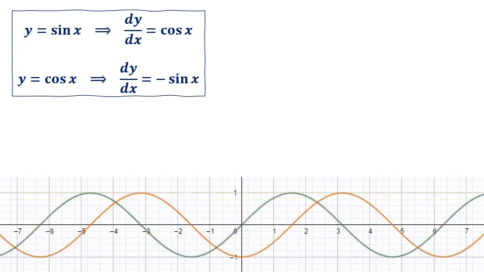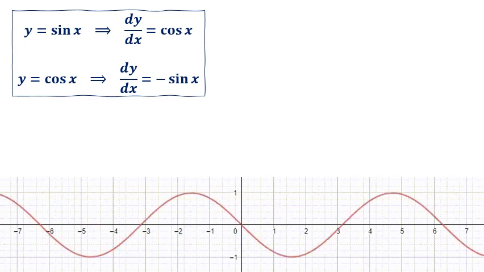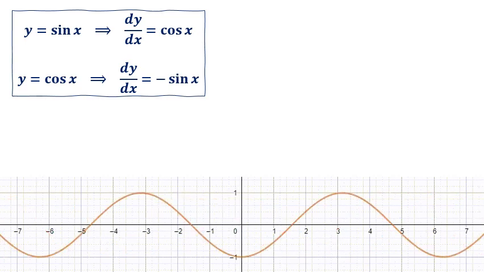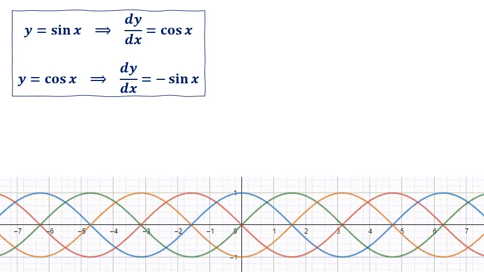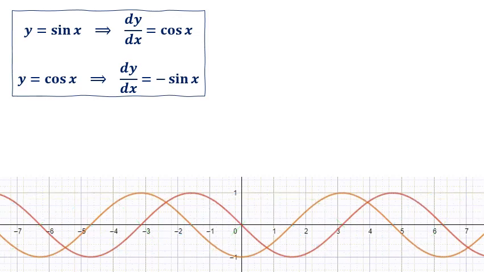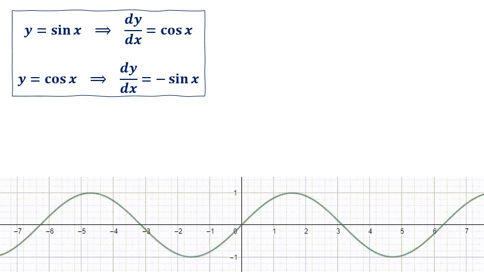So if we want to differentiate cos, all we need to do is shift it sideways 90 degrees in the same direction. The difference is we don't end up at exactly the same place. We're still going 90 degrees along, so now we're 180 degrees away from sine. And if you move 180 degrees away from sine x, you get minus sine x. Now you could carry on.